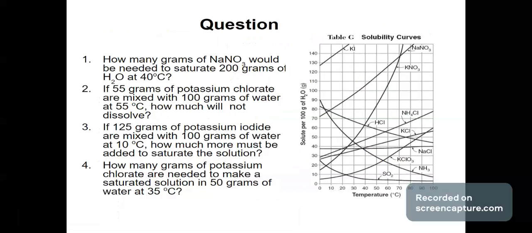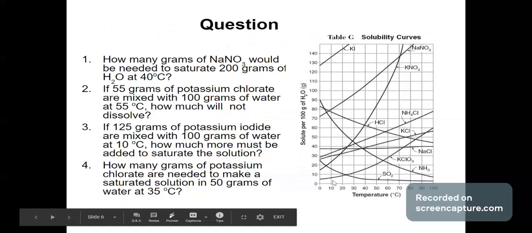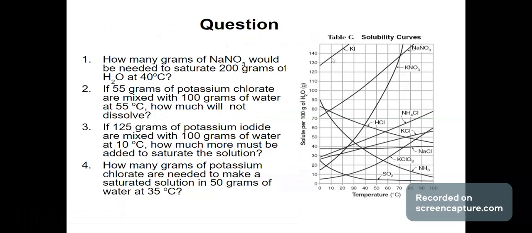The next one at 10 degrees is telling us about 125 grams of potassium iodide mixed together with 100 grams of water. How much more must be added to saturate it? Well, let's start at 10 degrees and go up till we hit our potassium iodide, which is KI. That's way up there, right? That's at about 135 grams at 10 degrees. We want to saturate it. We have to go over it. Well, not saturated, we want not saturated, excuse me. That'd be supersaturated. Going a little too fast.